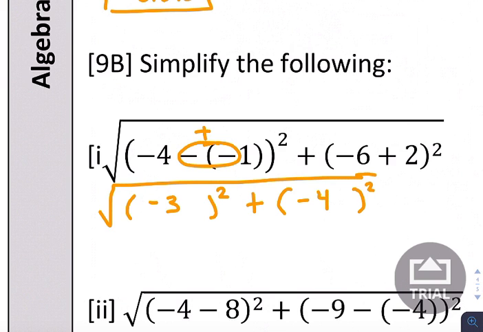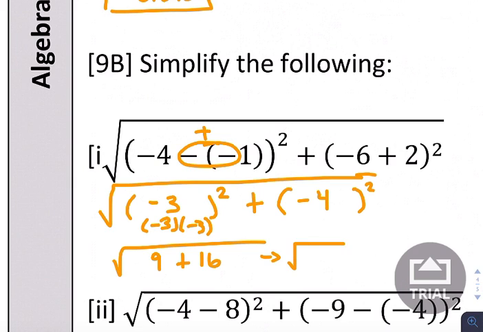Now we have parentheses squared. The fact this is negative actually now doesn't matter because we have parentheses squared. Remember, this does not mean times 2. This means negative 3 times itself twice. So negative 3 times negative 3. That'll end up being a 9. We have negative 4 squared. Again, negative 4 times negative 4. Ergo, it's 16. And so when we have the square root here, we'll have square root of 25, and that'll end up being just 5.